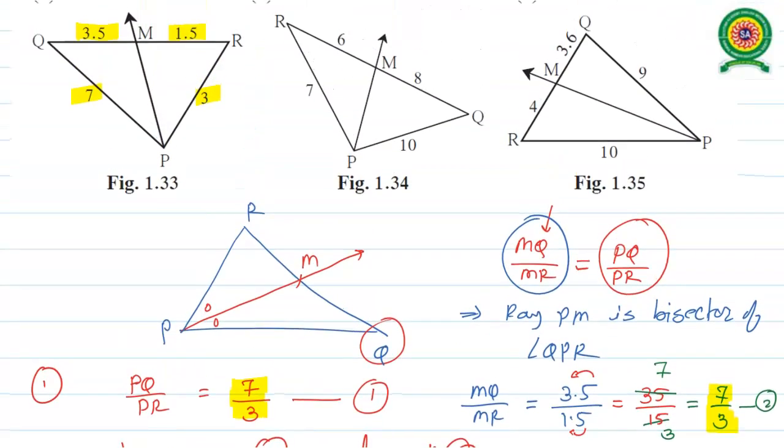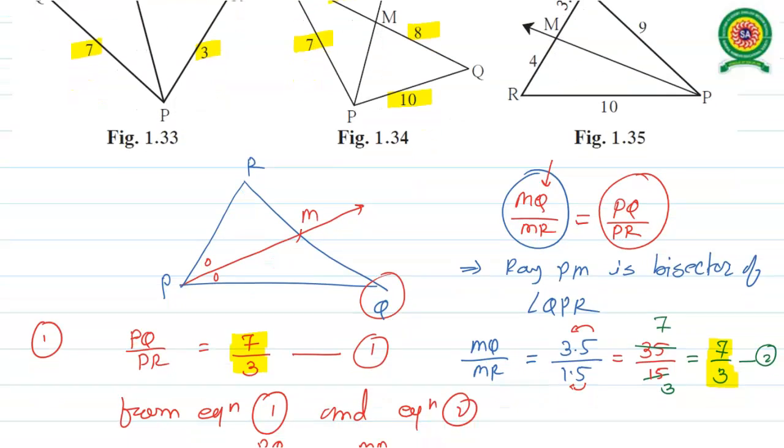Look at the second figure now. We again have to find both ratios. You may find firstly PQ divided by PR or the MQ divided by MR. Look at the second sub question. PQ is 10, PR is 7, QM is 8, MR is 6.